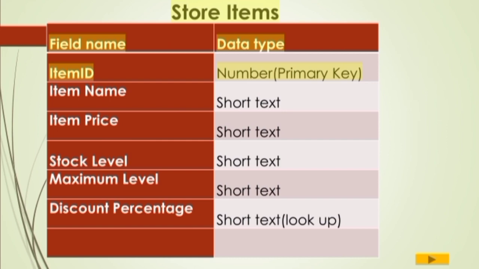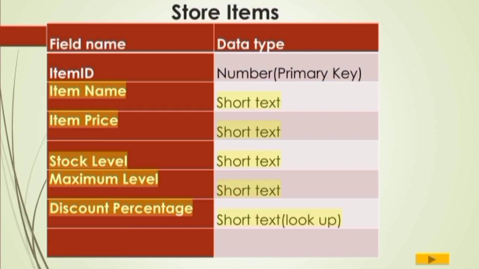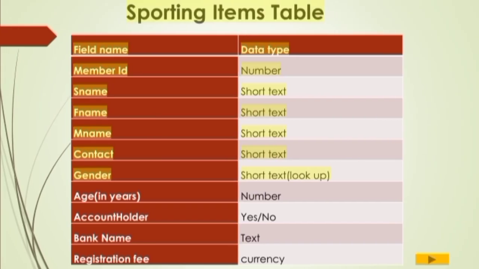Store items table. Field name, data type. Item ID, number, primary key. Item name, short text. Item price, short text. Stock level, short text. Maximum level, short text. Discount percentage, short text, lookup.